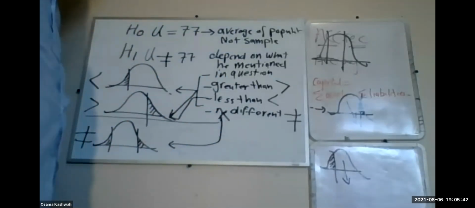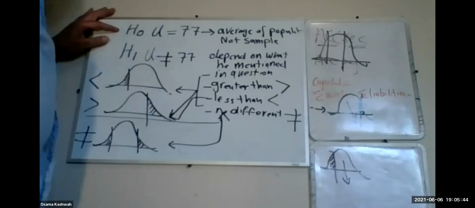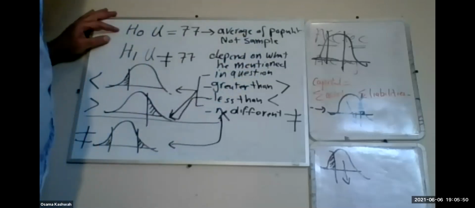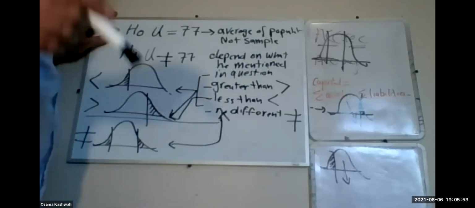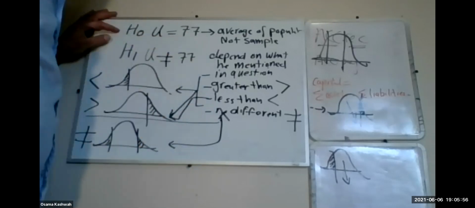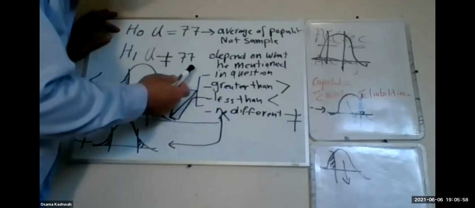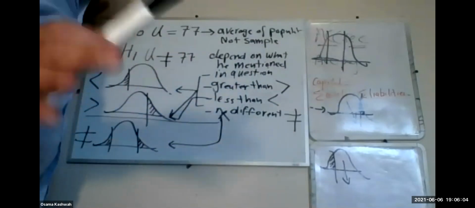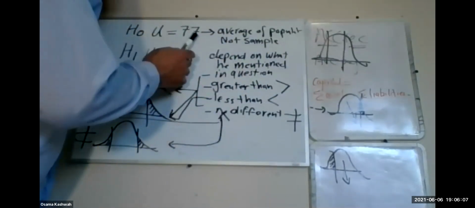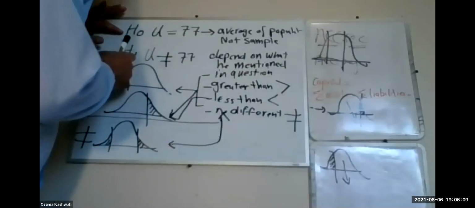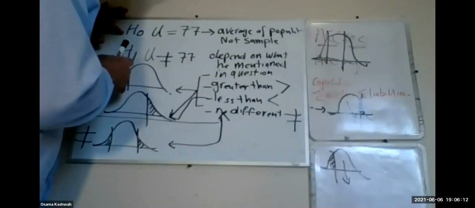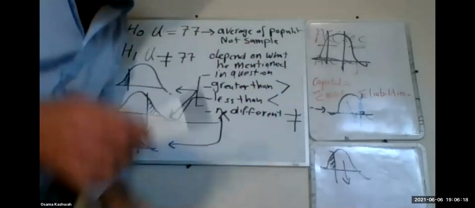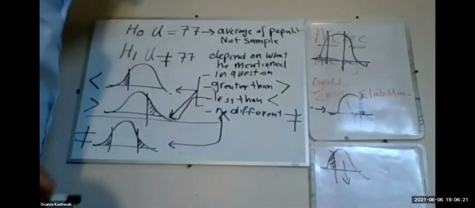For the third time, I'm saying, usually we make the mu the average of the population, not the sample. So I will formulate my null hypothesis based on what I have in the question. He said the average weight for the Americans, he's talking about all the Americans. He didn't talk about a sample. Then 77 kilograms. Then we formulate the null hypothesis, H0: mu equals 77, which is the average weight in the population, not in the sample.